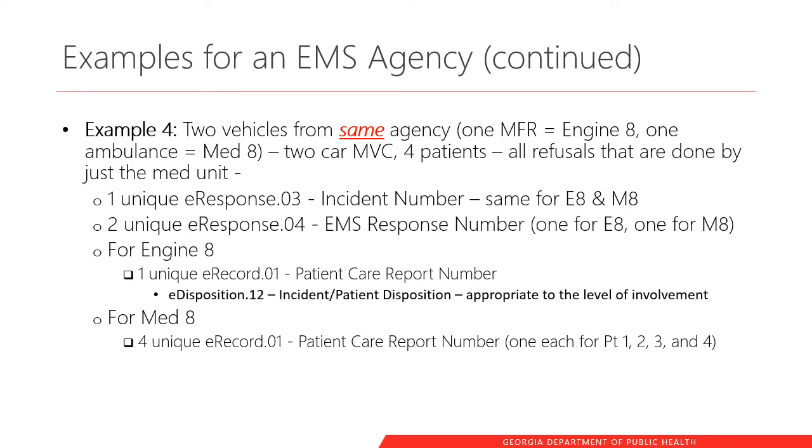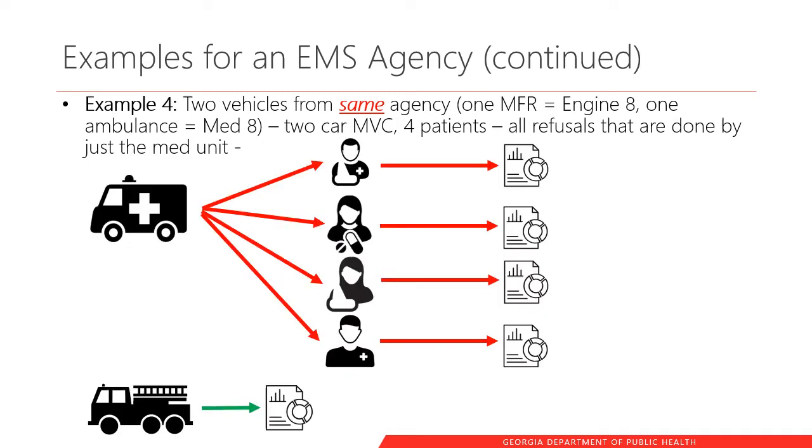And then the med unit has to do 4 PCRs. Now, I don't think that's the most efficient use of resources for one unit to do 4 PCRs. However, this is what it would look like: the ambulance would do 1 PCR for each patient, but then the engine would actually still do a PCR. So in this case, when you're not splitting, the engine still has to do a PCR. They don't get out of documenting that they participated at some point in a response. So now you have 5 PCRs instead of 4.